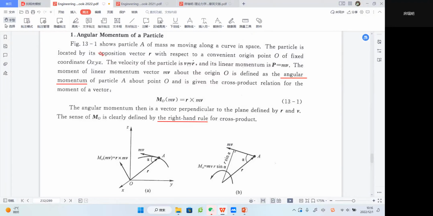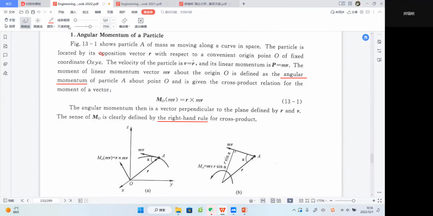The velocity of the particle v equals r dot, that is dr/dt. We have learned this, right? And its linear momentum is what we learned in chapter, I think, chapter 12. So we have P equal mv. Maybe I can write for you guys once again. When I use this PDF file, it's very hard for me to write something, because my writing tool cannot be used on this Acrobat or PDF document. So mv.